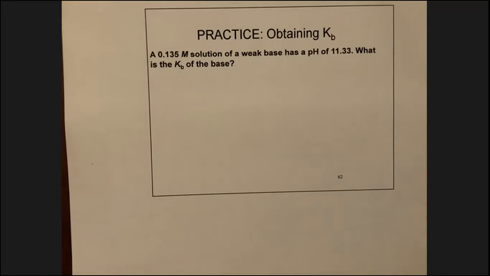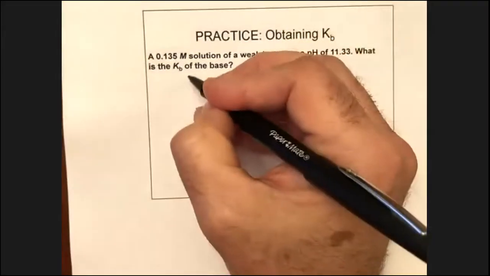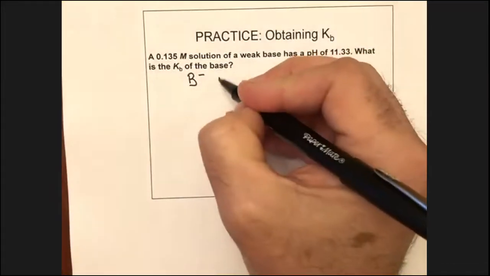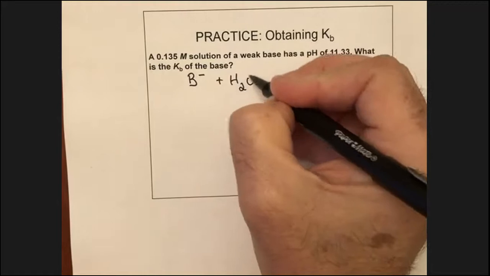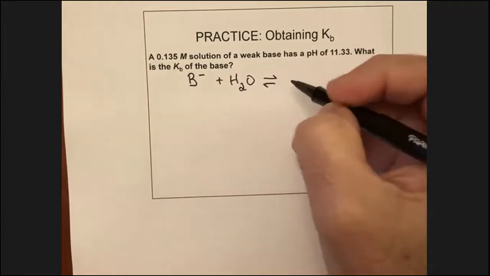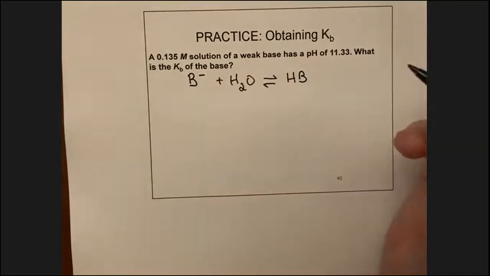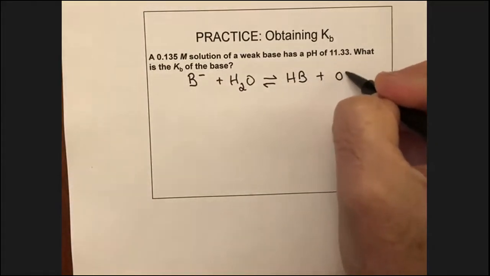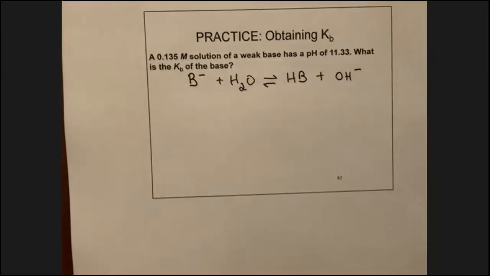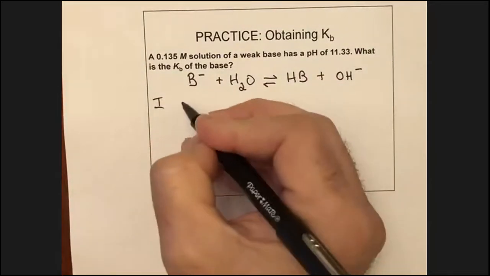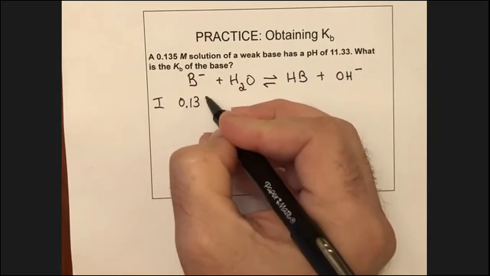So let's do this one. All right. So let's start out by inventing a formula. They don't tell us what the base is, so I'm just going to call it B, and I'm going to assume that it's kind of like just the conjugate base of something. And I'm going to ask what happens when I put it in water. Well, what I should get is I should have my base take a hydrogen and become HB. And the water is going to give up a proton, so it keeps the electron and becomes hydroxide. So let's start out with our initial concentration, 0.135.